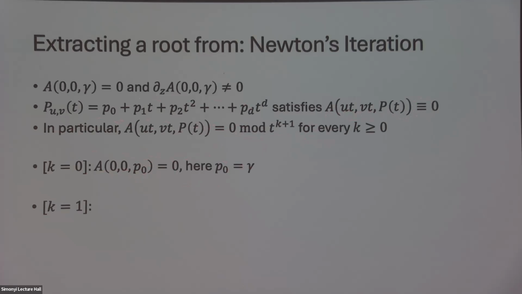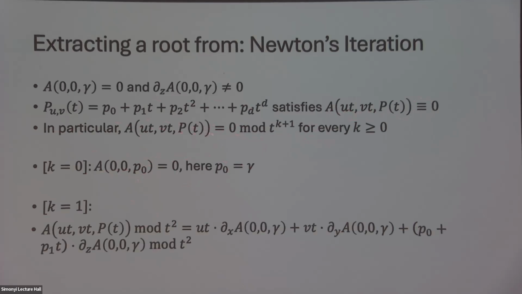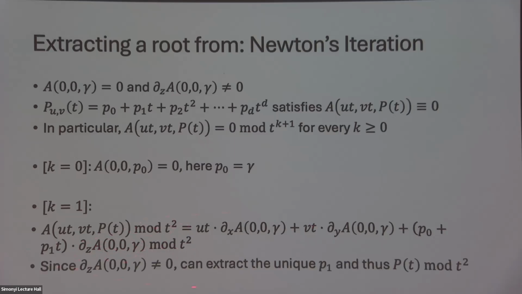Let's see what happens when k equals 1. In this equation, I'm just going to write the Taylor series about the point (0,0,p0). It's just A(0,0,p0) plus ut times the x derivative plus vt times the y derivative plus p1t times the z derivative, mod t squared. Now notice here that because the z derivative of A(0,0,gamma) is non-zero and everything else in this is known, I can extract p1 uniquely from this equation. I'm writing A(ut, vt, pt) equals 0 mod t^(k+1). This is Hensel lifting, or Newton's iteration. You can extract p1 and thus pt mod t squared.